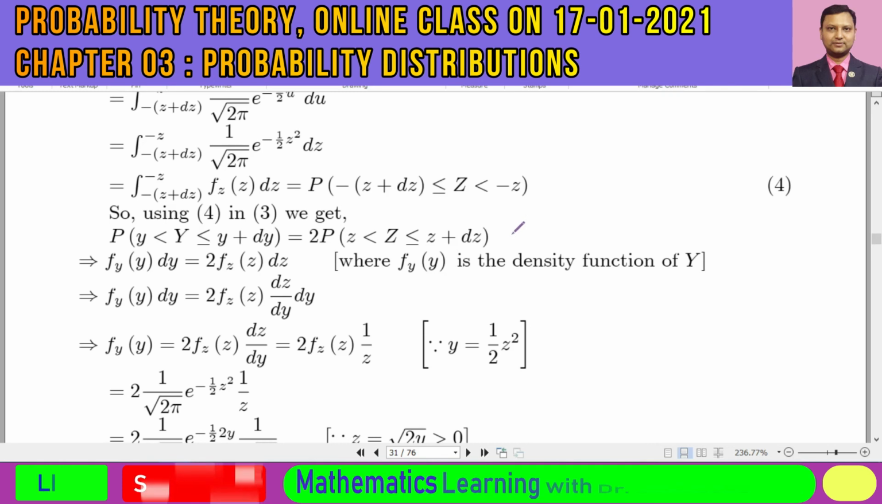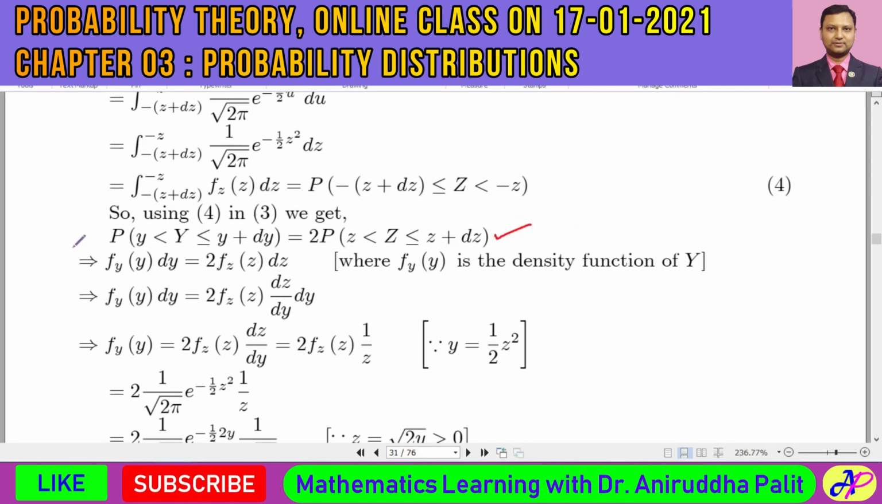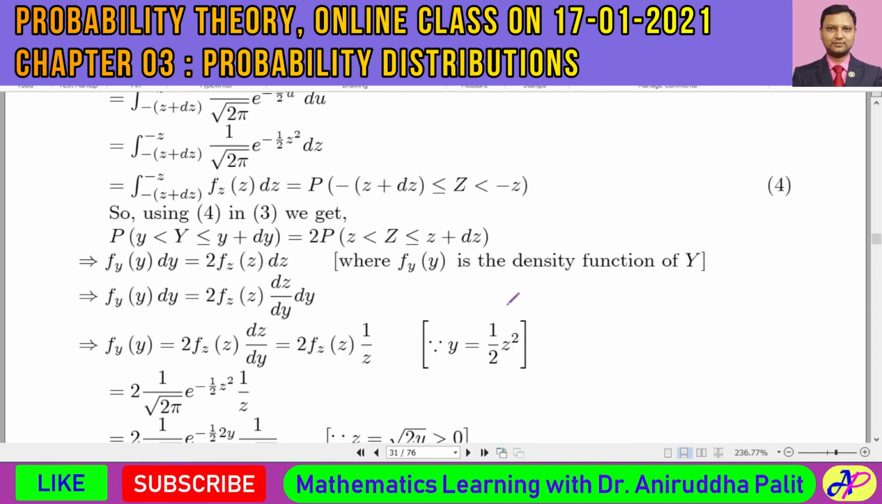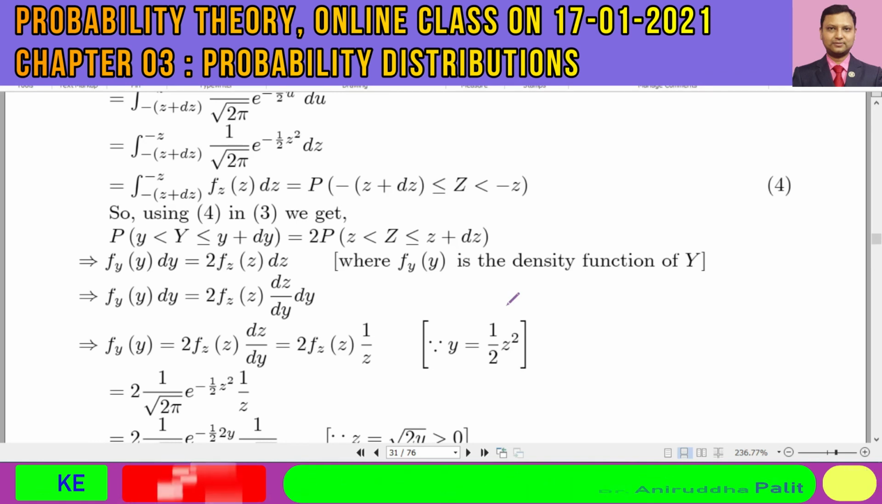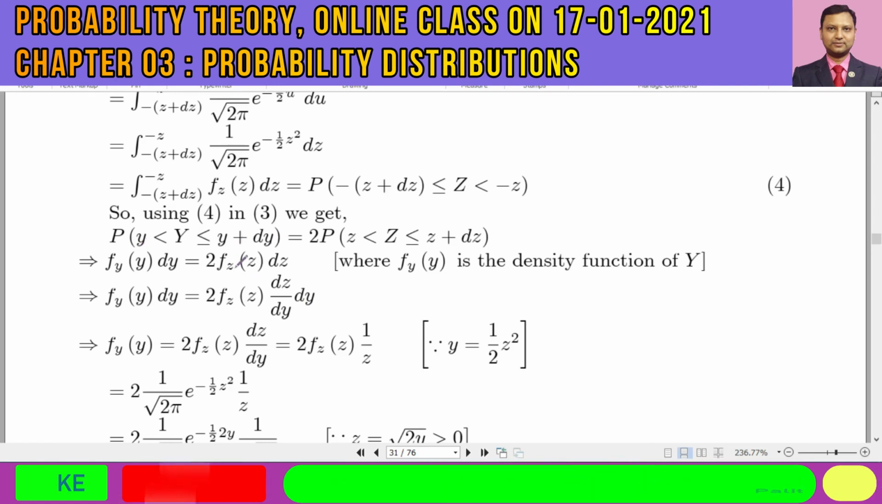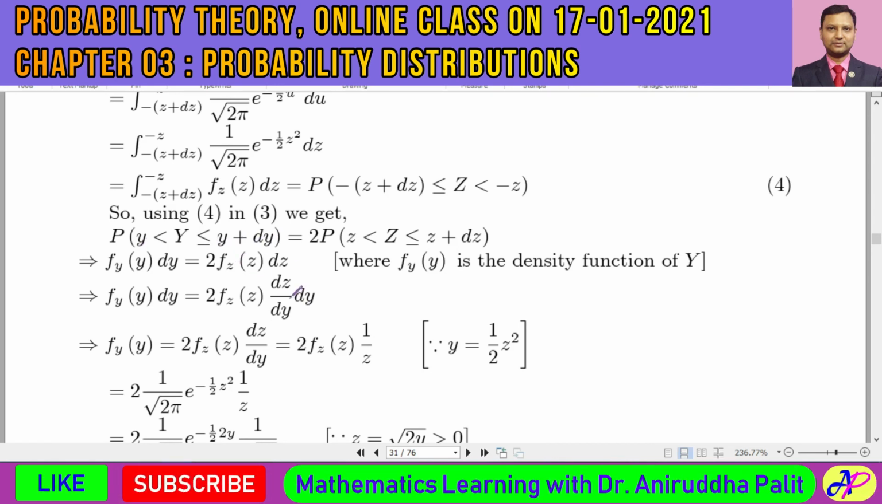This corresponding relation has been written over here. The probability of y less than capital Y less than y plus dy is equal to 2 times the probability of z less than capital Z less than or equal to z plus dz. And what is this? This is actually called the probability differential. I discussed the idea of probability differential in our previous lecture. I told you that the probability of a very small element, like in between y and y plus dy, is called the probability differential.